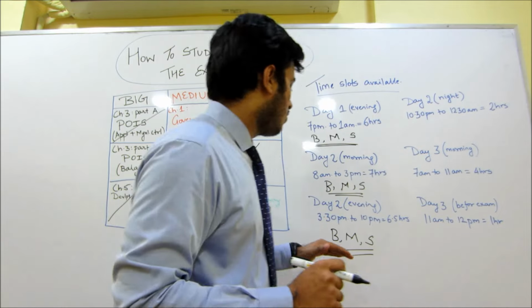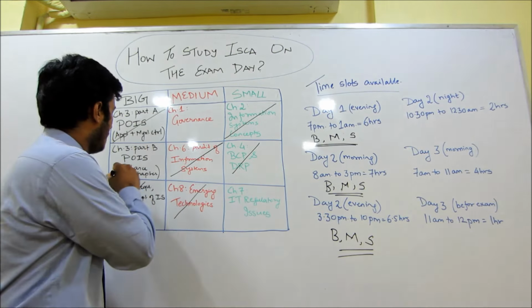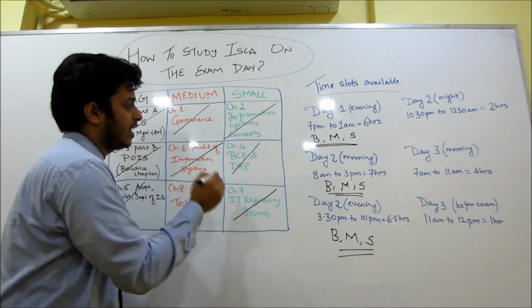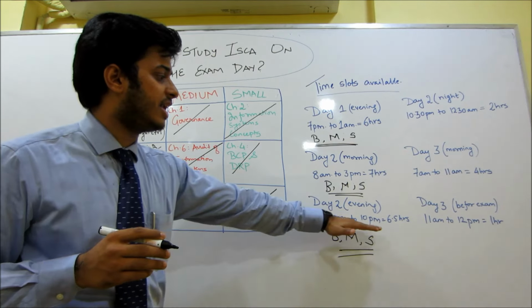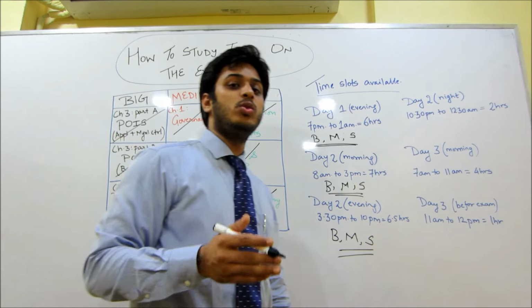Okay. So 1 big, 1 medium and 1 small, that of course leaves us with the balance chapters, that is your POIS part 2, your governance chapter, and your IT regulatory issues. With this, you have completed the first revision till 10 p.m. of day 2. Now, let's go to day 2 night part.